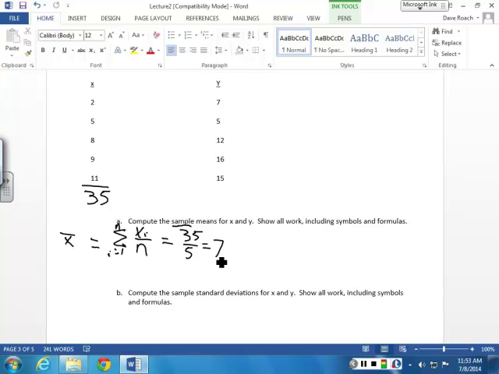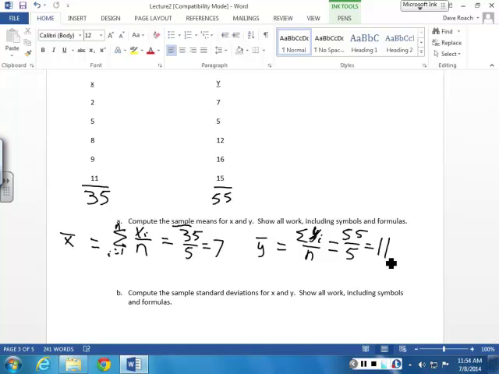I'm going to go ahead and do it for y as well, except for now it's going to be y bar. The bar just means take the mean of the y's, and this is the sample mean for y. So just add up the y's. That's supposed to be a y. And let's see, that was 55. Divided by 5 is equal to 11.